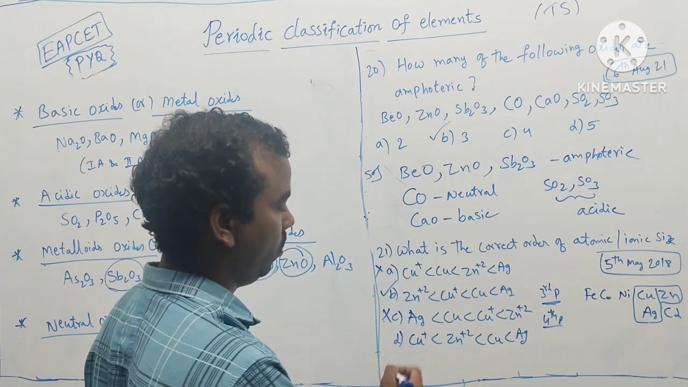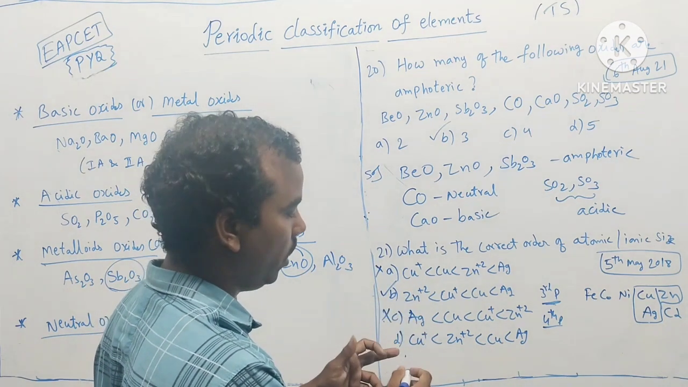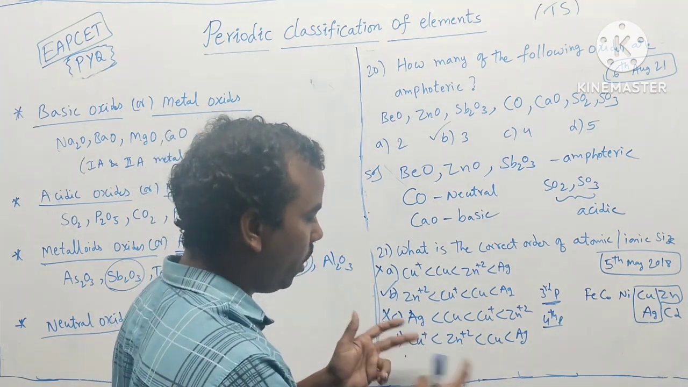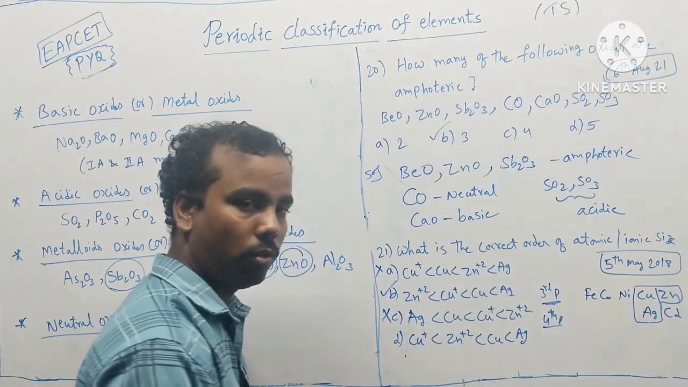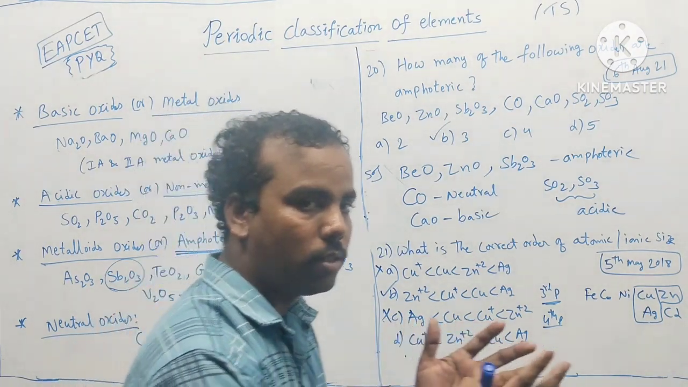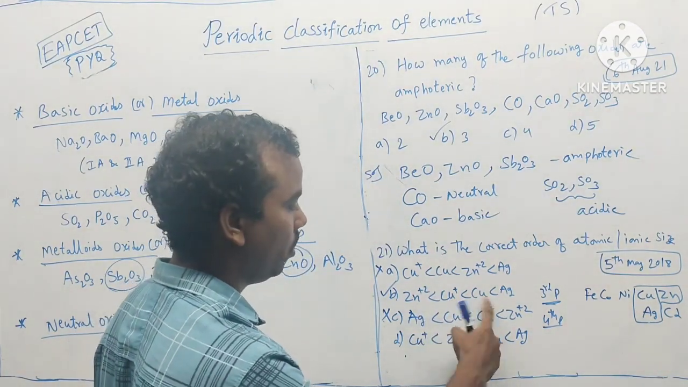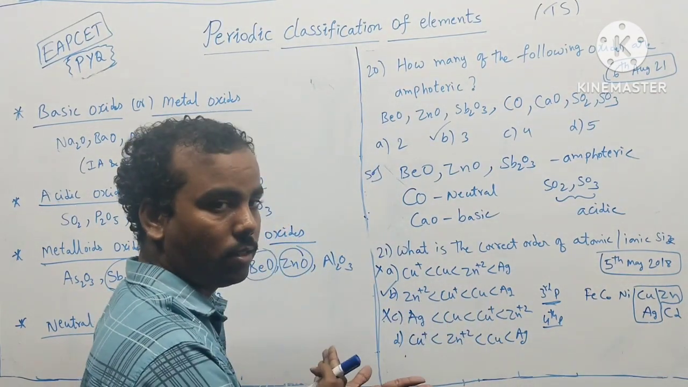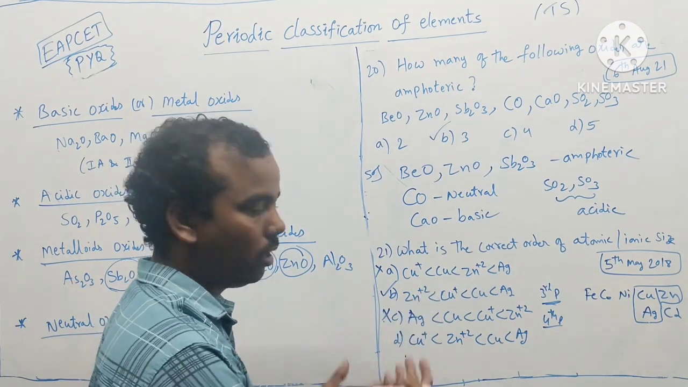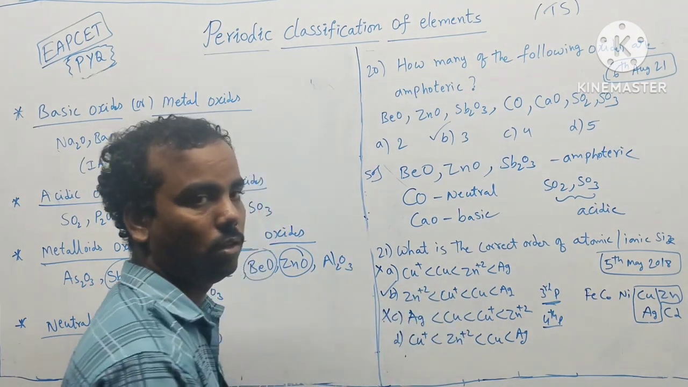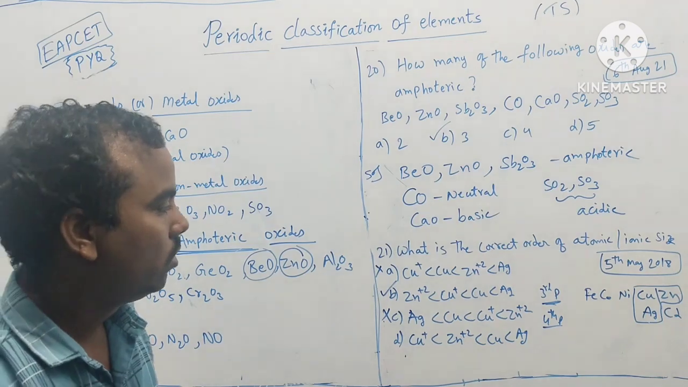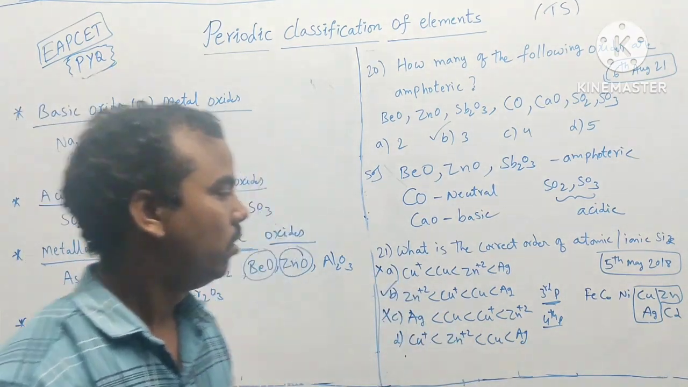So this one is wrong. Comparing B and D, if you compare Cu and Cu plus, Cu plus size is less, Cu size is more. Zn+2 size is very less because of higher positive charge and isoelectronic species. So answer B. Very easy, don't get confused.